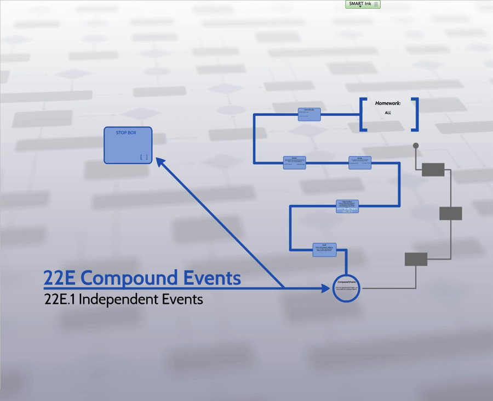So 22E is all about compound events. As you can see, 22E1 is independent events. E2 will be dependent events, and so I'll be explaining the differences between independent and dependent.